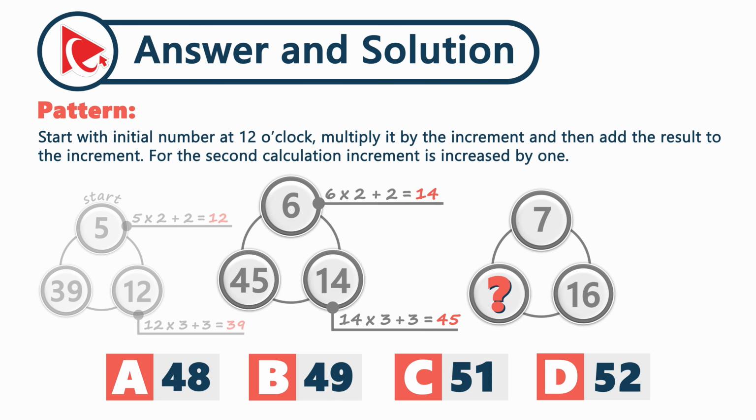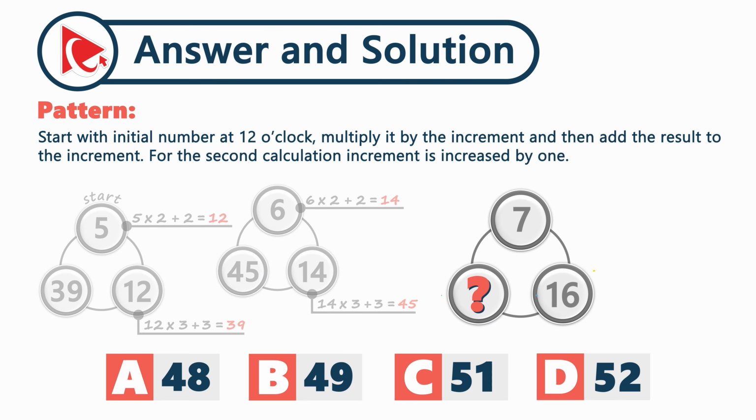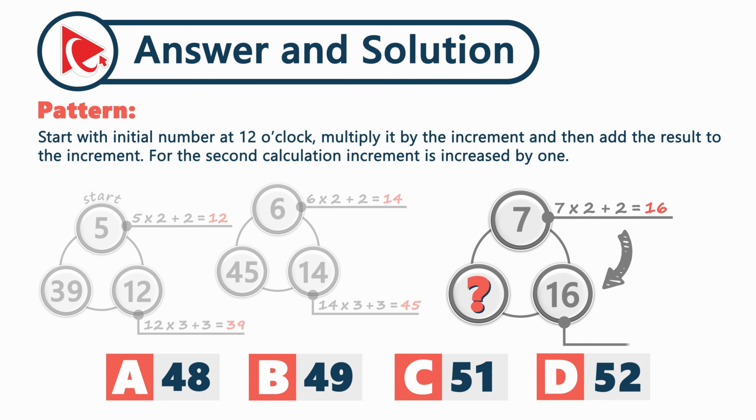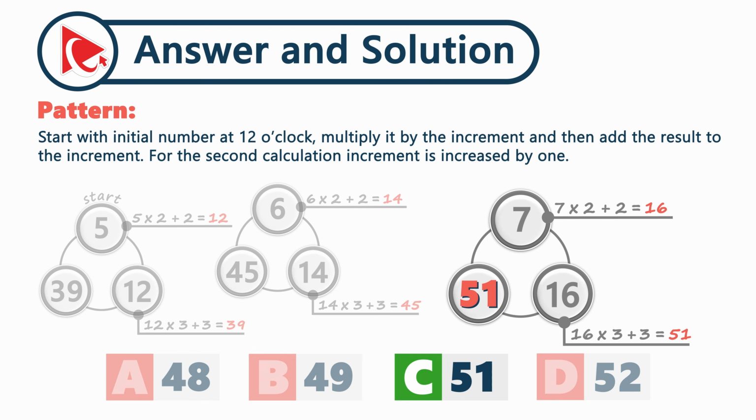14 multiplied by 3 plus 3 equals 45. And now is the magic time to calculate the missing number. 7 multiplied by 2 plus 2 equals 16, and 16 multiplied by 3 plus 3 equals 51. So the correct answer here is choice C, 51.